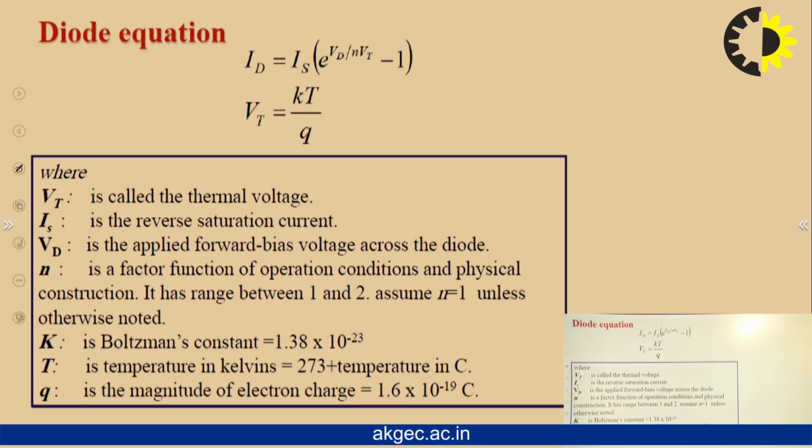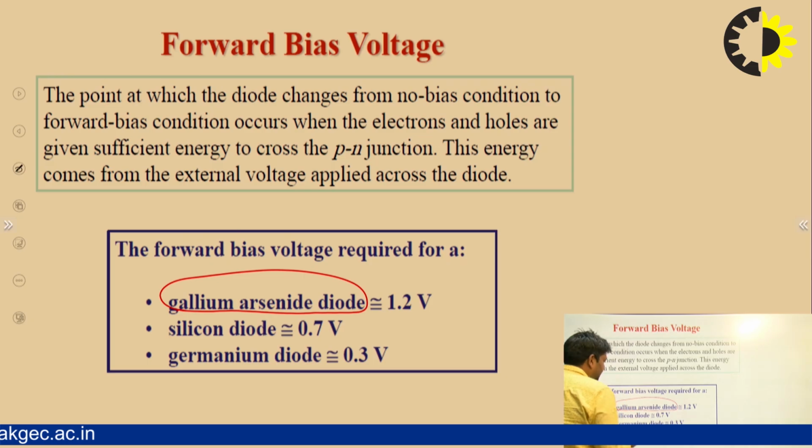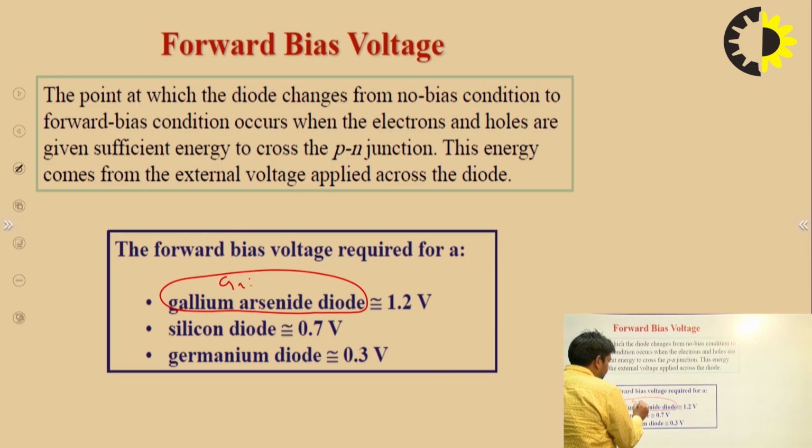I already explained this. So what is the cut-in voltage of a gallium arsenide diode? Gallium arsenide is a compound material, or we can say a direct band gap material. The forward voltage or cut-in voltage is 1.2 volt. What is the meaning of this? If we utilize gallium arsenide as a diode and want that diode to conduct, we apply a voltage greater than 1.2 volt across the diode, then it conducts. So we can say this is the cut-in voltage or knee voltage.